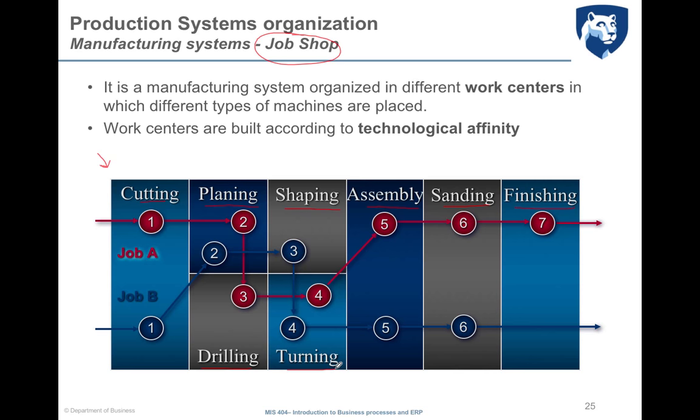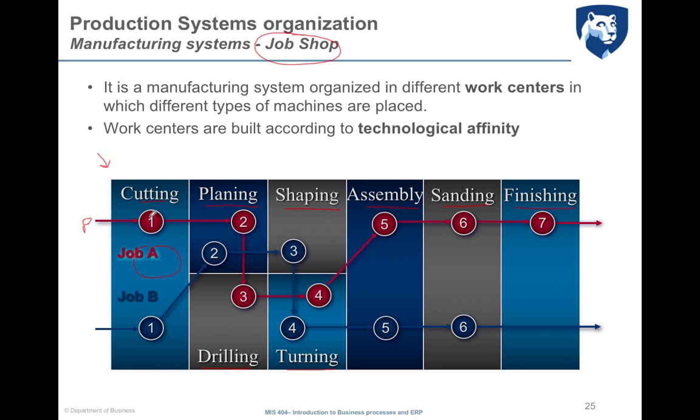Inside each work center, some machinery is included, and all the machineries are able to execute the work center's characteristic operation. So here we will have different machineries able to execute cutting. Here we will have a series of machinery able to execute planing. Here, a series of machinery able to execute shaping, and so on. Each product, this is a product, enters the job shop if it needs the operation, and will be allocated to a particular machine according to the planned schedule.